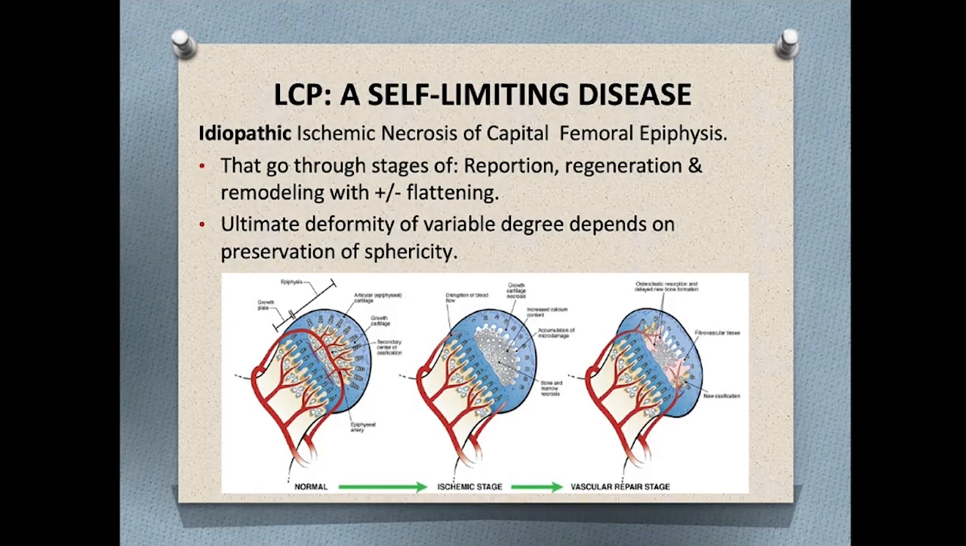The ultimate deformity usually depends on the variables at the time of presentation, the sphericity as per the progress of the disease, and the weight bearing and the muscle forces. How do they produce a deformity? I will also discuss the pathogenesis, how the deformity is produced.